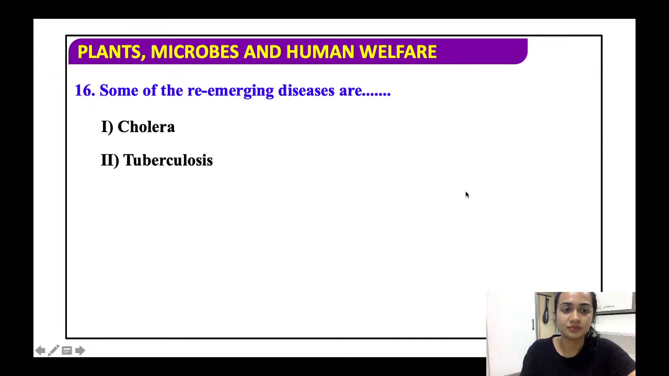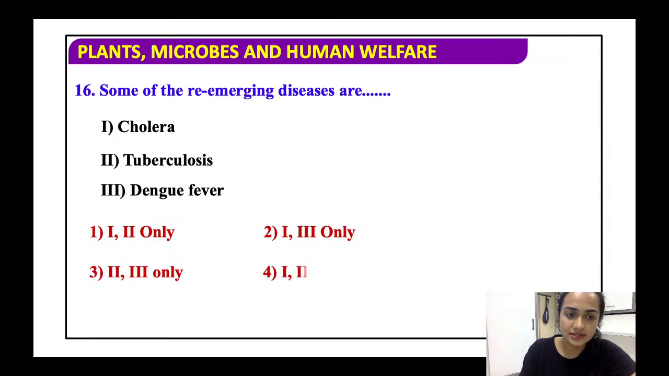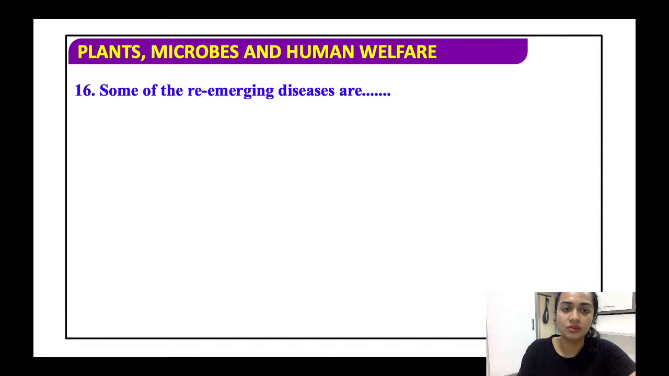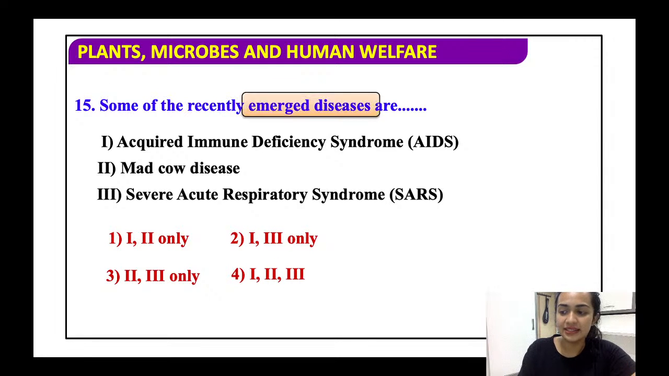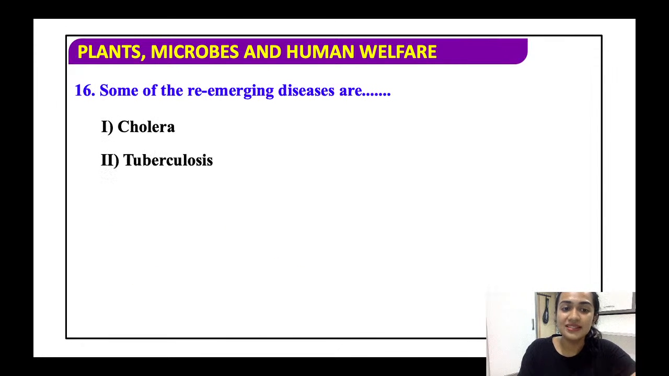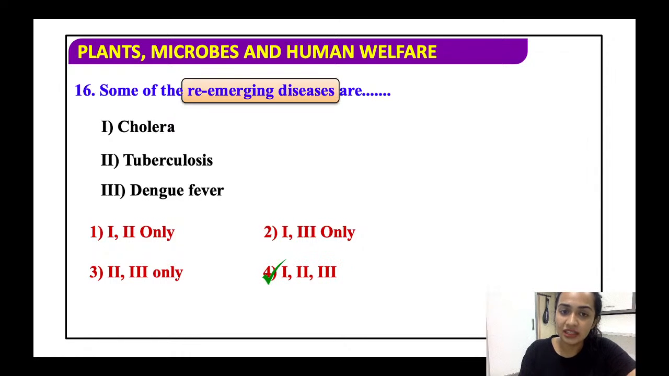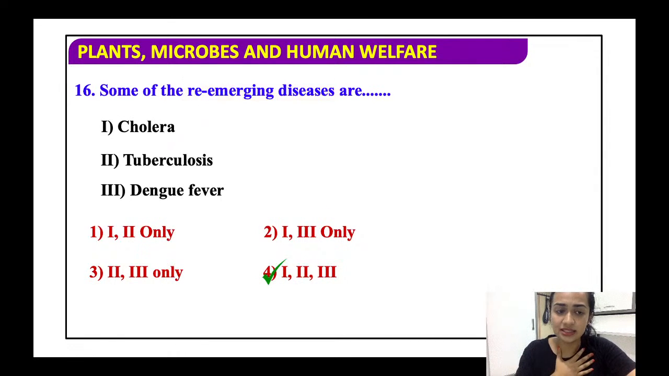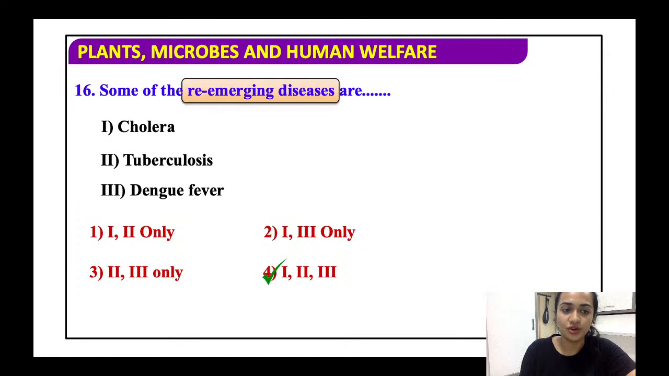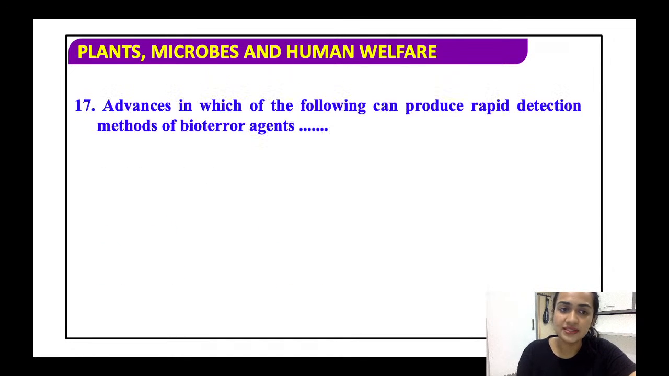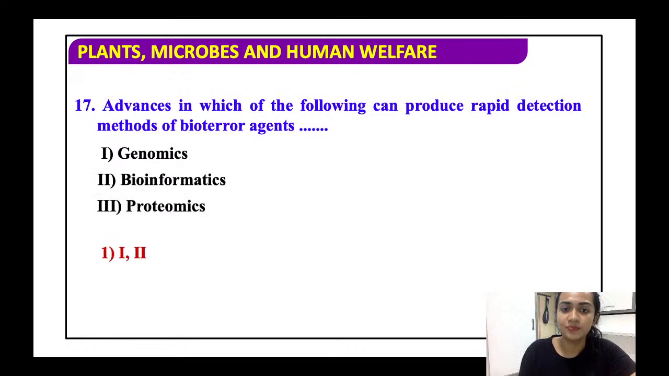Okay. Some of the re-emerging diseases are, in this case, again all of them. See, this was recently emerged. Okay, now this is re-emerged, that is, earlier also there must have been an epidemic or pandemic in this case, and it is again showing its effects in the population, and still it is not completely cured. So it is your cholera, tuberculosis and your dengue fever.